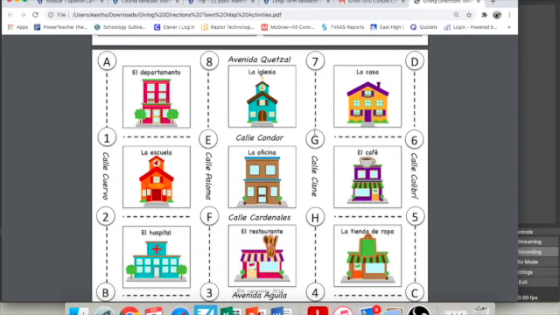The next instruction you're going to get is doble a la derecha en la calle Cisne. So doble a la derecha. We know a la derecha means to the right. So we're turning right on calle Cisne. Y continúe por 2 cuadras. Continue for 2 blocks. 2 cuadras. So uno, dos.